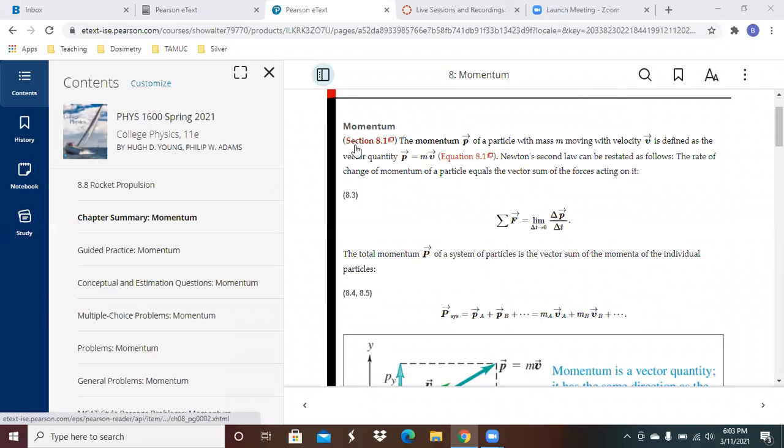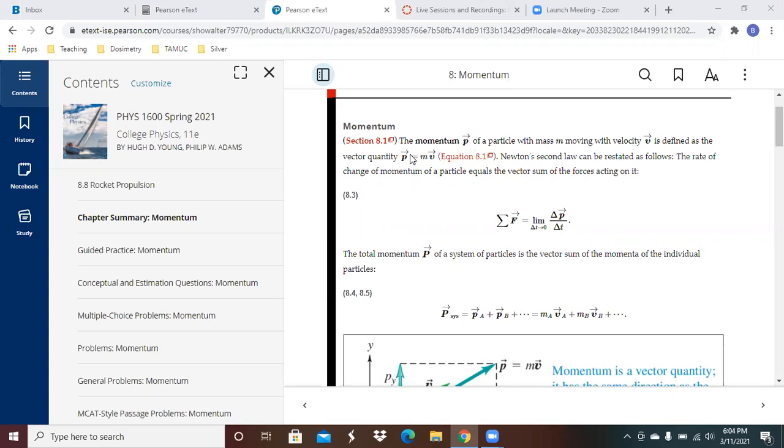Okay, so once again, we're going to be starting on chapter 8. We'll be discussing momentum, which is a concept that combines mass with velocity. And it's going to be represented with the letter P. And this is a vector quantity. Mass is not a vector quantity, but velocity is. And because of that, momentum becomes a vector quantity.